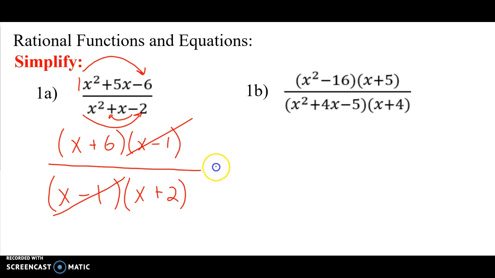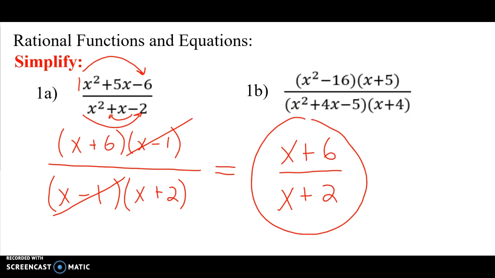So your answer is what doesn't cancel. So x plus 6. And I don't need the parentheses anymore because it's not being multiplied. So x plus 6 over x plus 2.